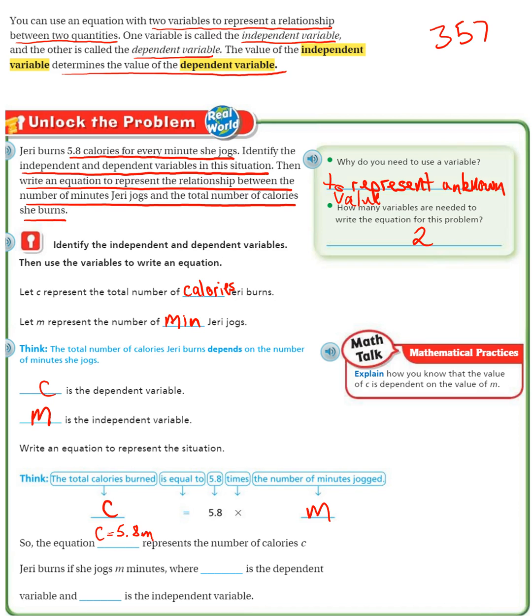This represents the number of calories Jerry burns if she jogs M minutes, where C, the number of calories, is the dependent variable, and M is the independent variable. Okay. So you don't plug in a number for C to get M. You have to plug in a number for M to get C, which makes C the dependent variable. C depends on what you plug in for M.